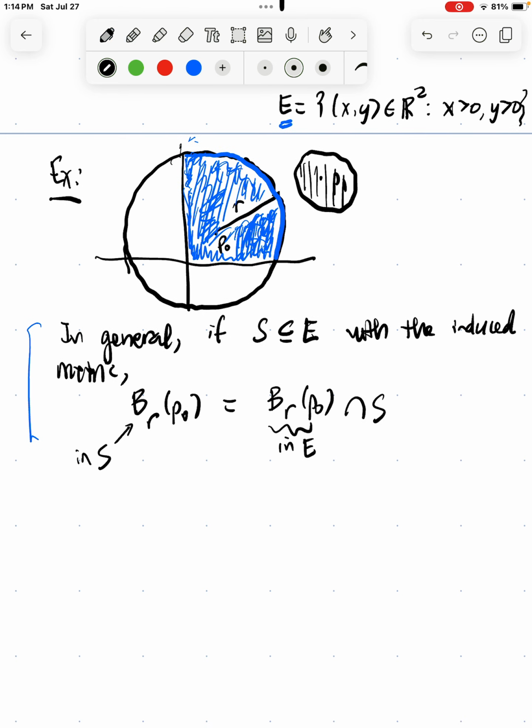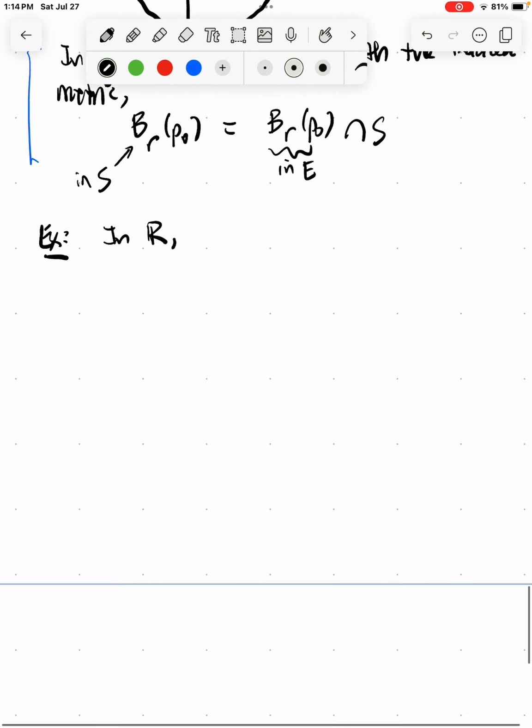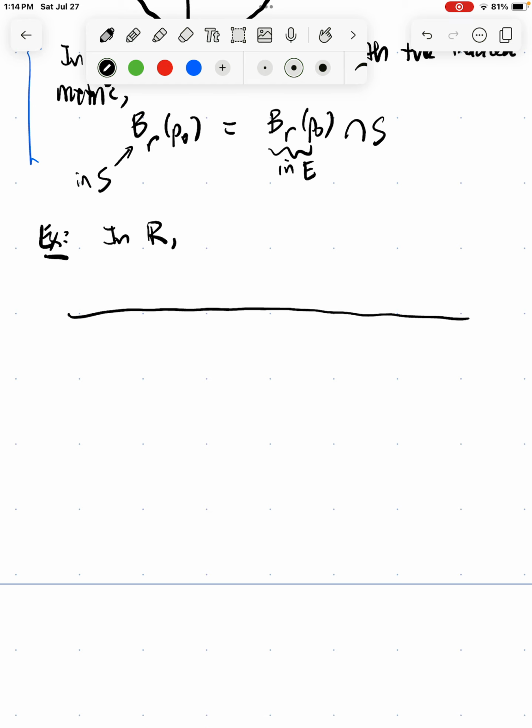All right, now let's look at an example in R1. Let's say that you have an open interval AB. Now I claim that this is an open ball. Why is this an open ball? To show this, we need to show that there exists a P naught and a radius such that this interval is an open ball.